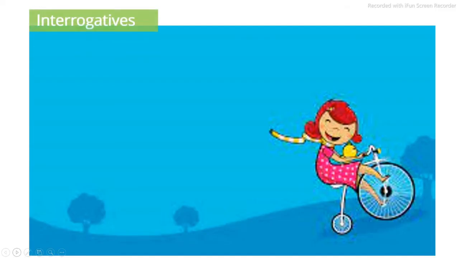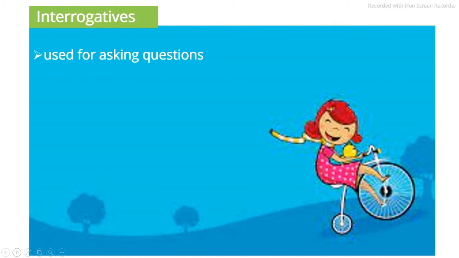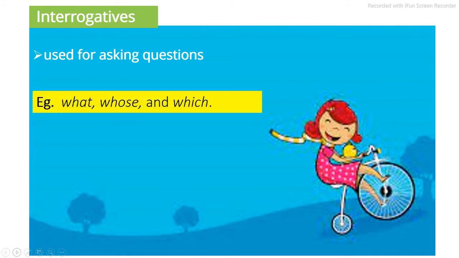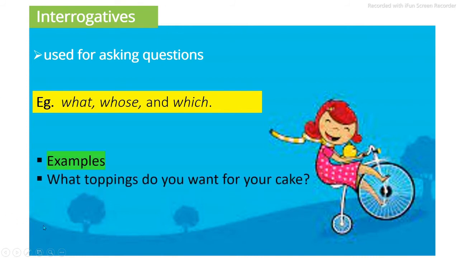Next determiner is interrogatives. Sometimes we have to ask questions to know about the noun. So questions with what, whose and which, these WH words, are generally used. For example, what toppings do you want for your cake? So here toppings is the noun. But we are not clear which toppings they want, so we have to ask the question.